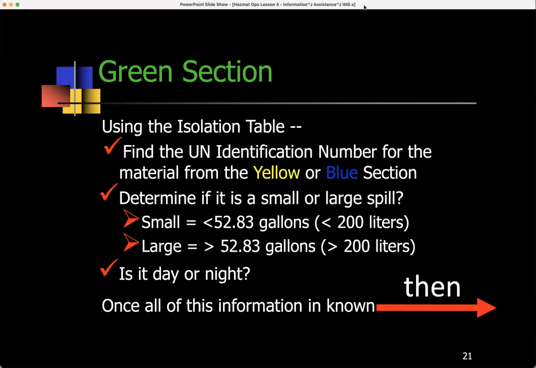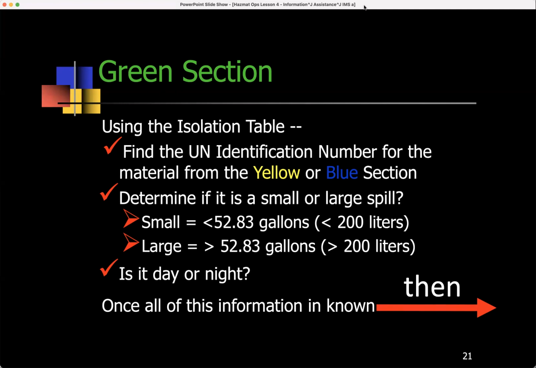What's the difference? A small spill is less than 52.83 gallons or 200 liters, and a large spill is greater than 52.83 gallons or greater than 200 liters. Remember, this is a spill. This is how much material is outside its container, not the size of the container.